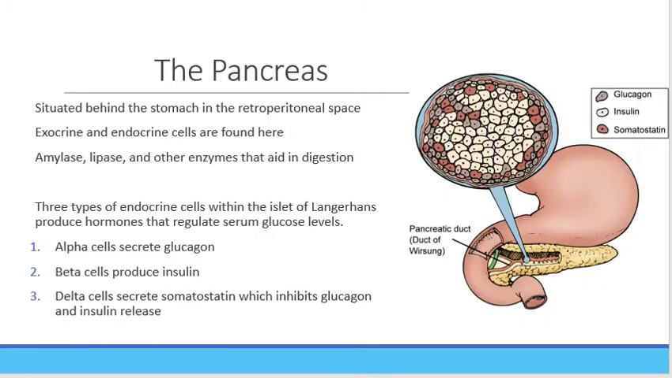Moving on to the pancreas. The pancreas is situated behind the stomach in the retroperitoneal space. Exocrine and endocrine cells are found here. Exocrine cells are for digestive enzymes, and endocrine are more so for the hormones. Amylase, lipase, and other enzymes aid in digestion. Three types of endocrine cells within the islets of Langerhans produce hormones that regulate serum glucose levels. They're listed here, 1, 2, and 3.